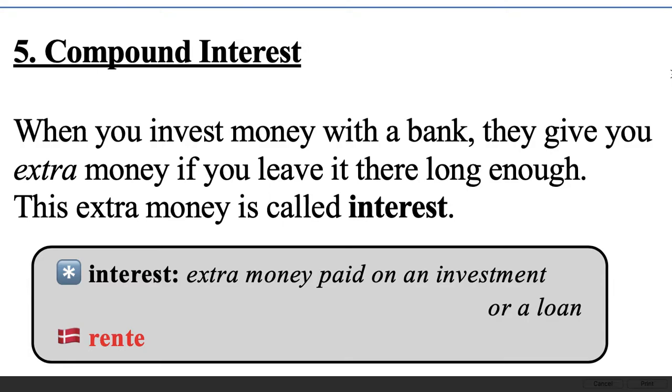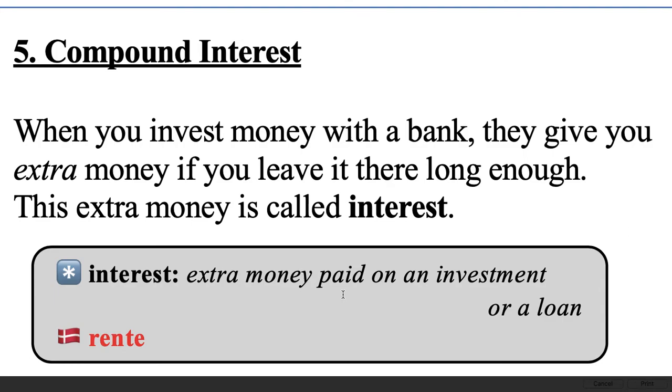Okay, this is a lesson for MYP1 on compound interest. You should have previously watched the lessons about percentages before approaching this lesson. So when you invest money with a bank, they give you extra money if you leave it there long enough. And this extra money is called interest, in Danish, rente.